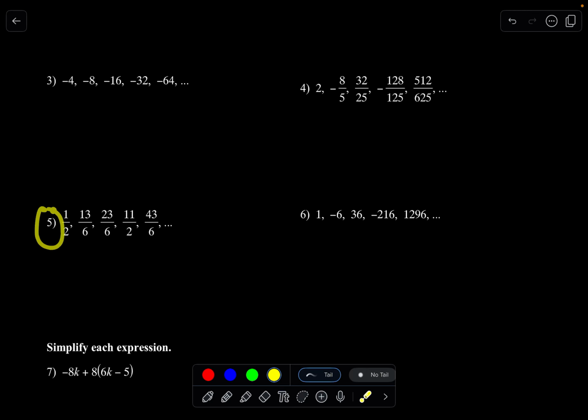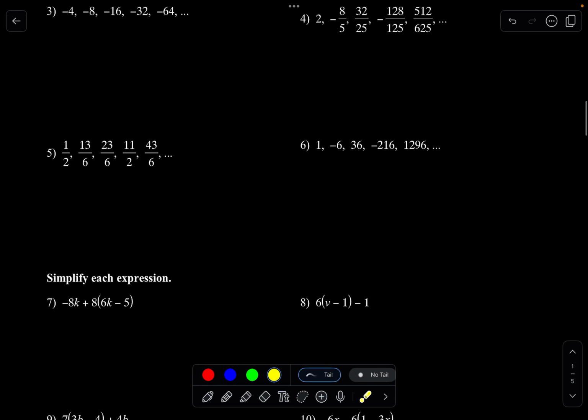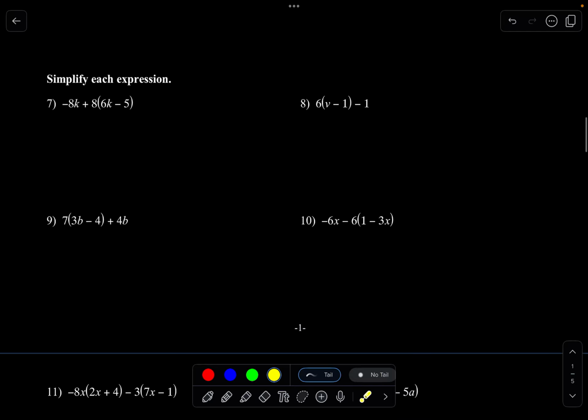Same thing here. I'm not sure what this is yet. Notice you got 1/2, then you got 6s, then another half here. So it's just ugly fractions. Now you could see something like 6, 4, or 3, 2, 1. Those are decent.